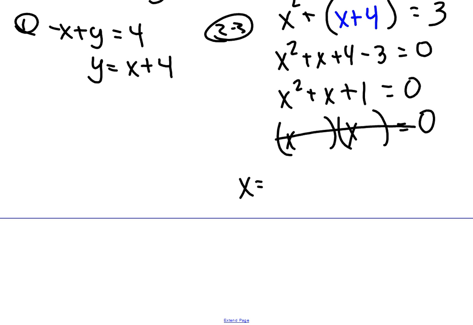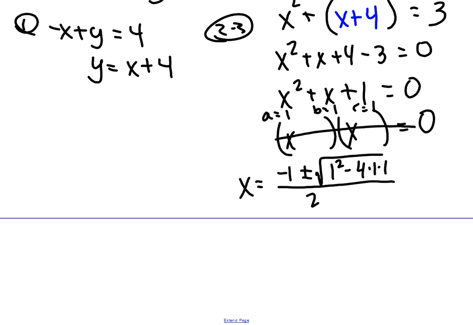Your fallback is the quadratic formula. So x equals negative b, and here a is 1, b is 1, and c is 1. x equals negative b plus or minus the square root of b squared minus 4 times a times c, all over 2a. So then we get x equals negative 1 plus or minus the square root of 1 squared is 1, 1 minus 4 is negative 3, over 2. And this is not real.